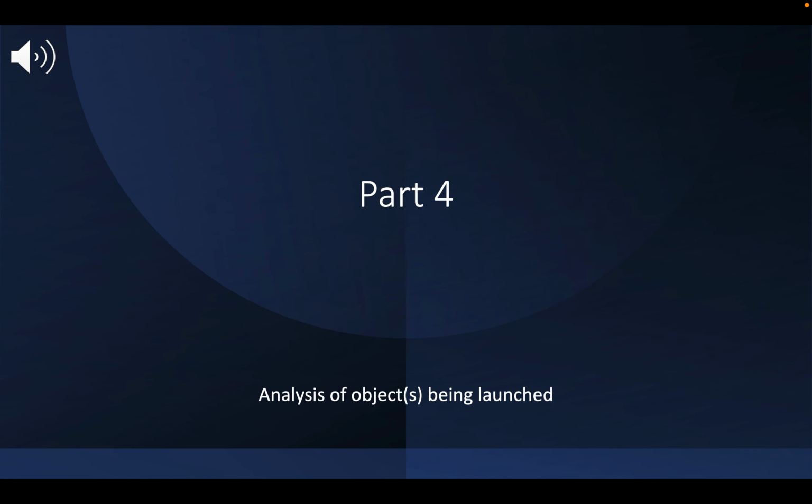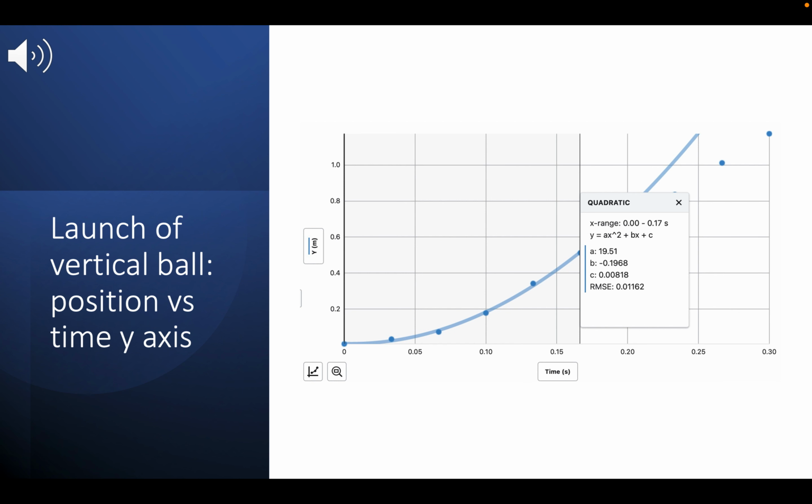We will now be analyzing the motion of the ball as it's being launched. To start, we'll be looking at the launch of the ball going vertical. Here we can see the position versus time graph in the y-axis. We can see once again that the object, in this case the ball, is speeding up or accelerating, which we'll look at further on the velocity time graph.